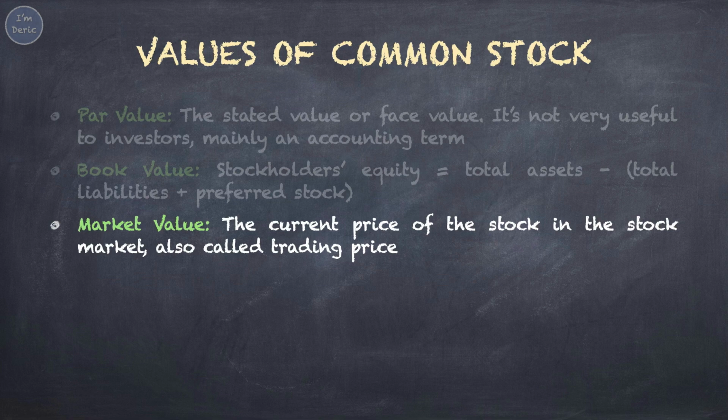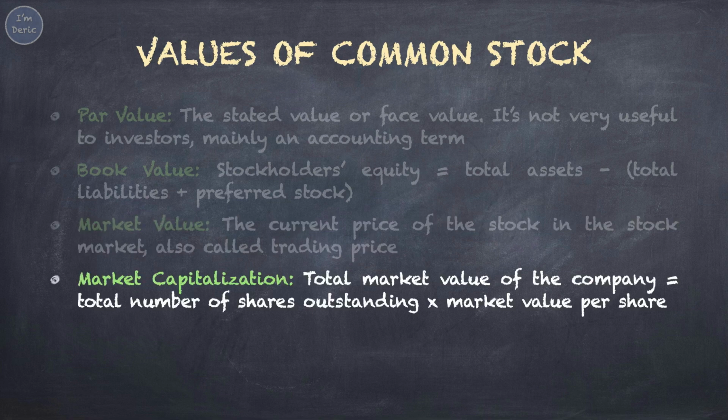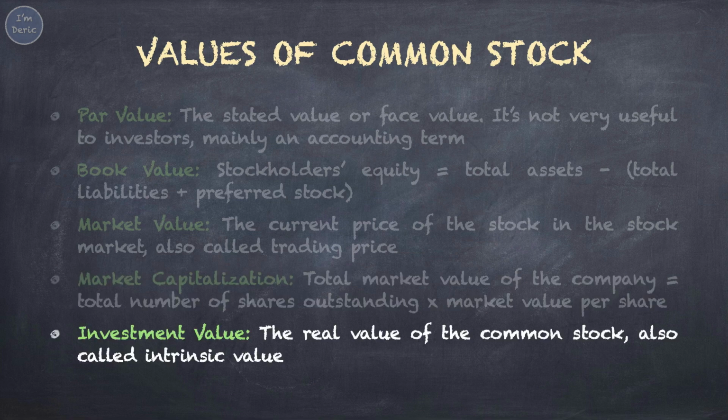We also call this the trading price of the stock. Investors are buying and selling shares based on the market value. Market capitalization is the total market value of the company in the stock market, which is equal to the total number of shares outstanding multiplied by the market value per share. Investment value is the real value, or the real worth of the common stock, also known as intrinsic value. This is the amount that investors believe the stock should be trading for, or what they think it's worth. Probably the most important measure for a stockholder.